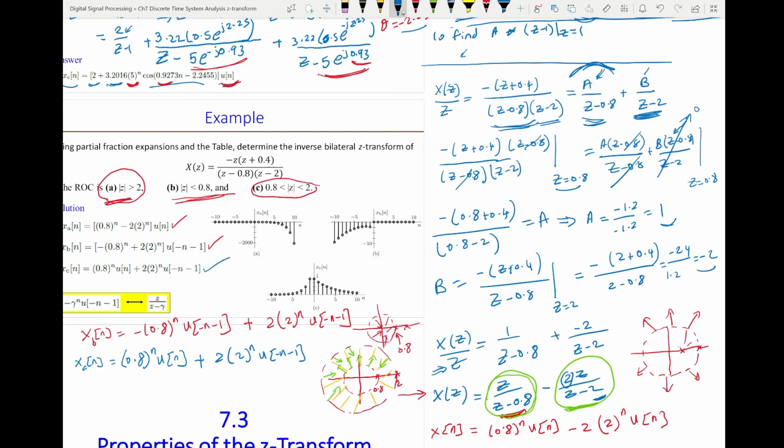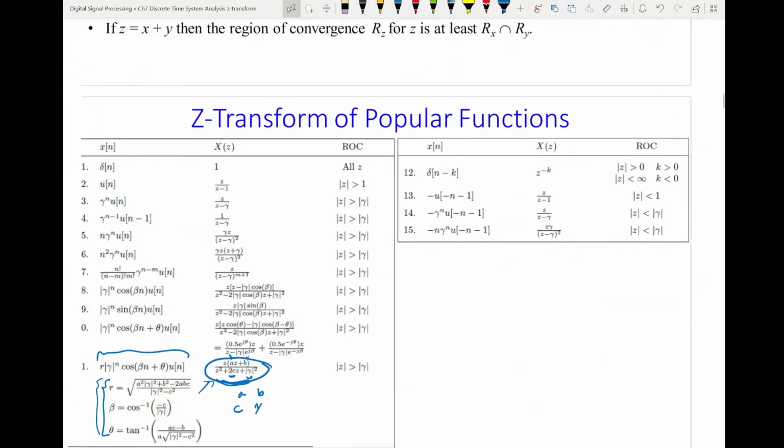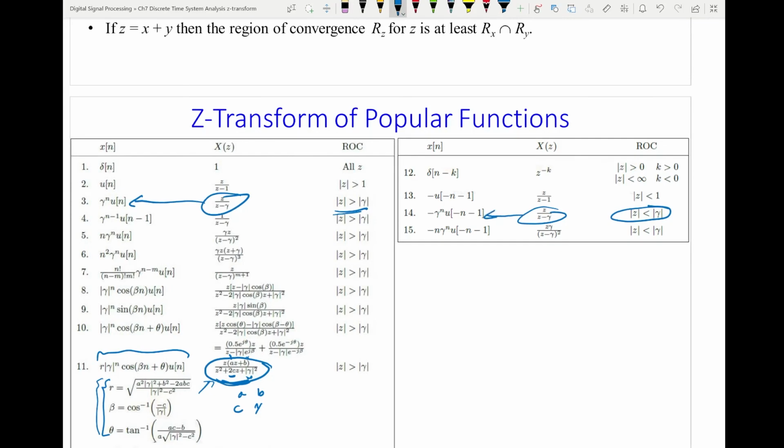So the steps are the same, the partial fraction expansion, but then the region of convergence will determine if the signal is causal, exists for n positive, or anti-causal, exists for negative n, which means you will be using in the table either for z larger than gamma, then this will be the inverse. For z less than gamma, then the inverse will be this one.